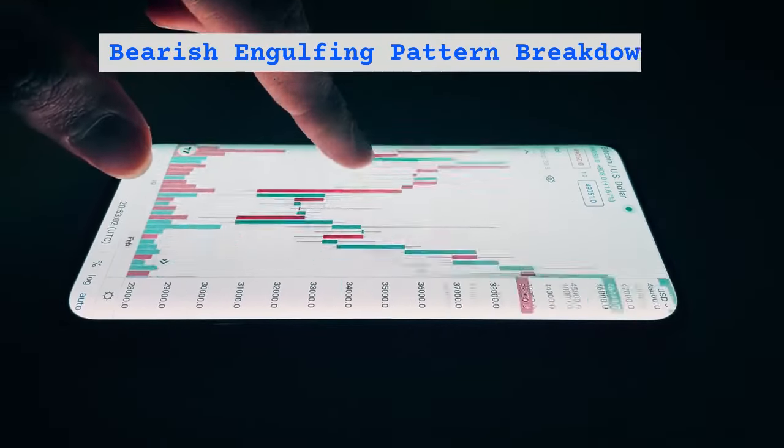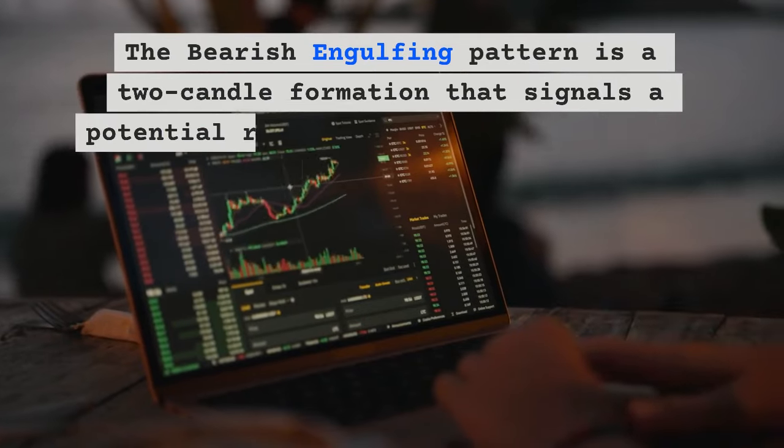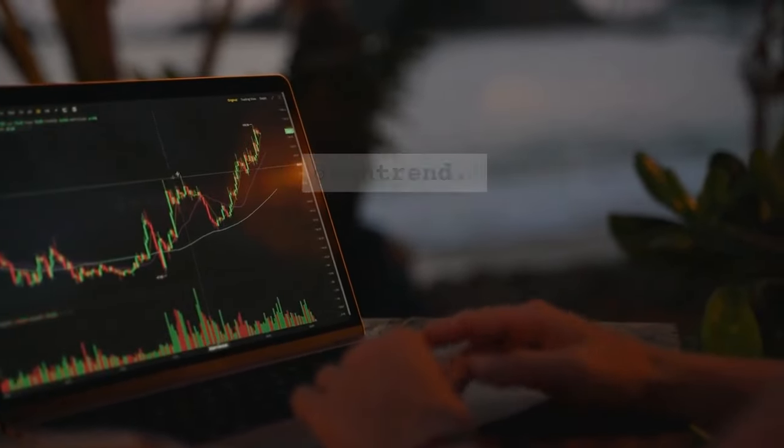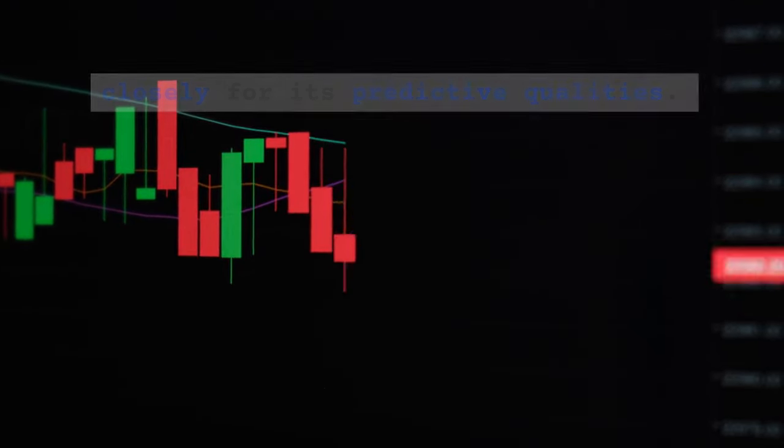Bearish engulfing pattern breakdown. The bearish engulfing pattern is a two-candle formation that signals a potential reversal from an uptrend to a downtrend. It's a pattern that traders watch closely for its predictive qualities.